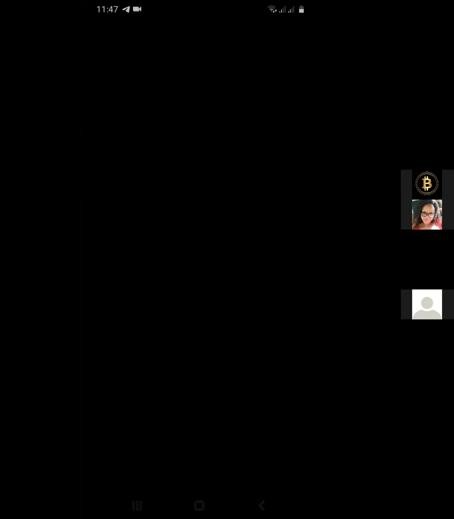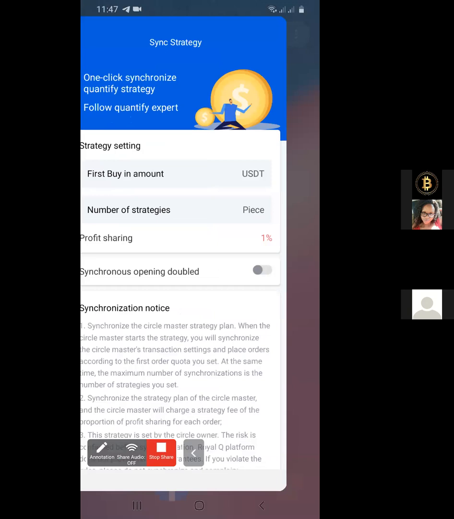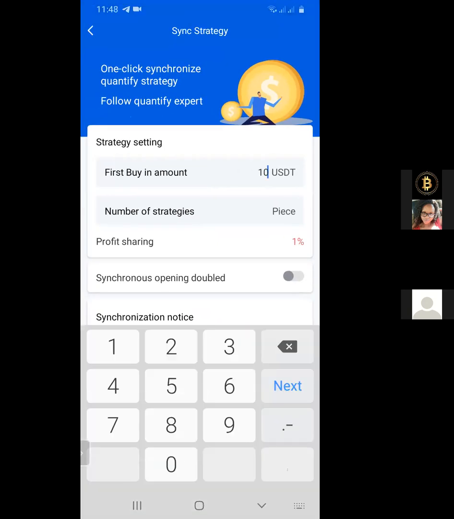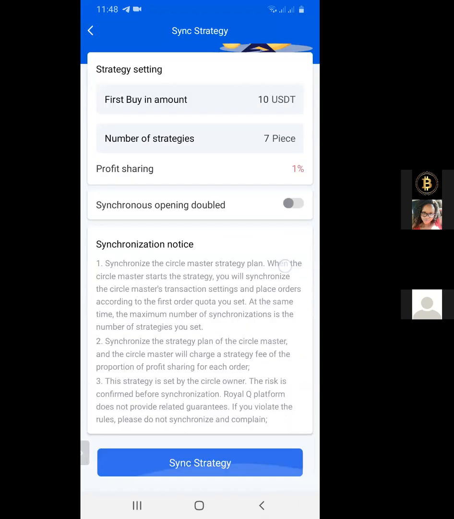So I am trading a $500 account. Under USDT, I'm keeping it at 10 because I'm saying for every coin, my first buy-in must be $10. Oh, sorry, no, I'm going to make it 7 because I actually topped up my balance. So I'm going to trade 7 pieces. That was my setting plan. So once you're done specifying your pieces, you then just say sync strategy.